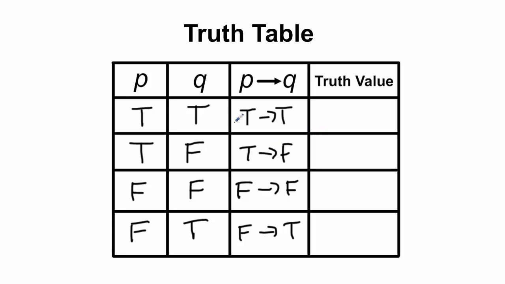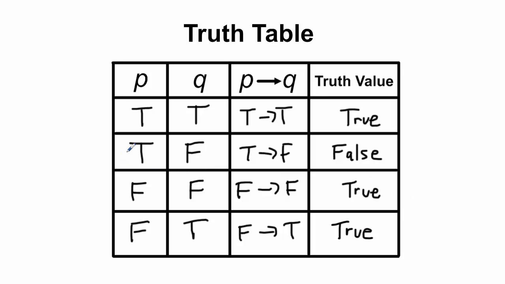In the first case, if I have a situation where the hypothesis is true and the conclusion is true, that would have a truth value of true. And then if I have a true hypothesis and it implies a false conclusion, then in this case it would be false. And then if I have a false hypothesis and it implies a false conclusion, that has a truth value of true. And then if I have a false hypothesis and a true conclusion, that also has a truth value of true.